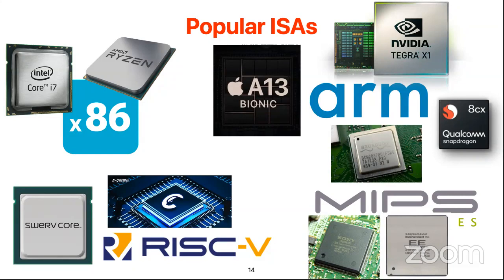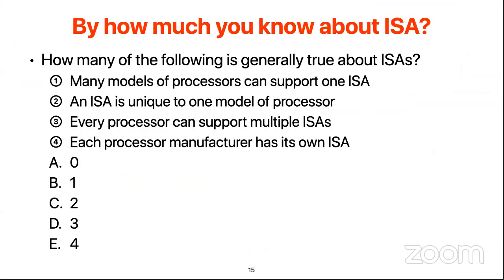So seeing these real examples, is the first one correct? Many models of processor can support one instruction set architecture. Is that correct? Are you still there? Yeah, I think it's correct. It is correct, right?